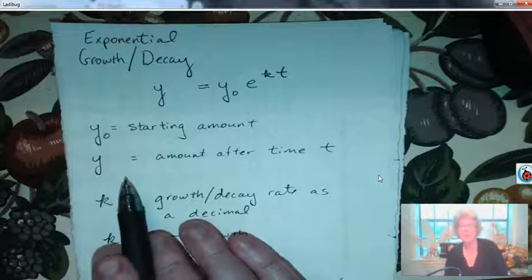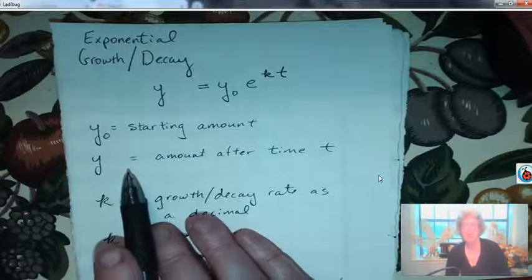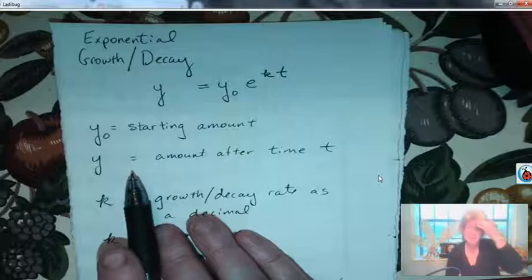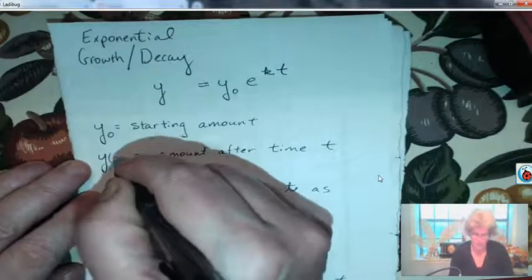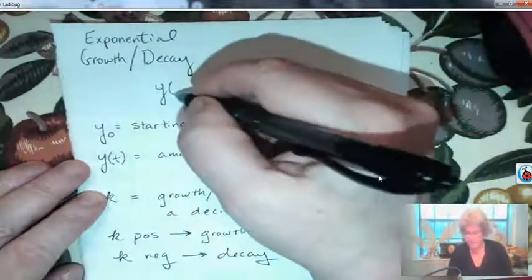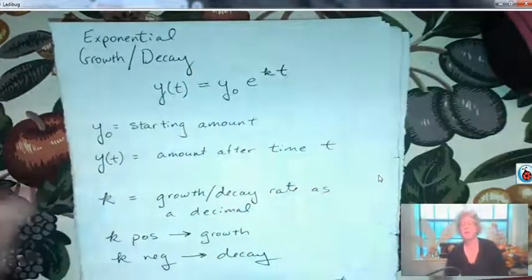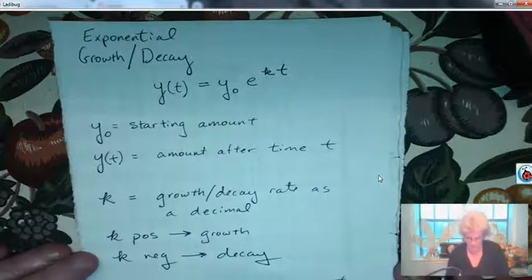The same thing in continuously compounded interest. The capital A is a function of t, but it's most commonly just written as A. But we might want to write this as a function of t. So that's not y times t, that's y as a function of t.